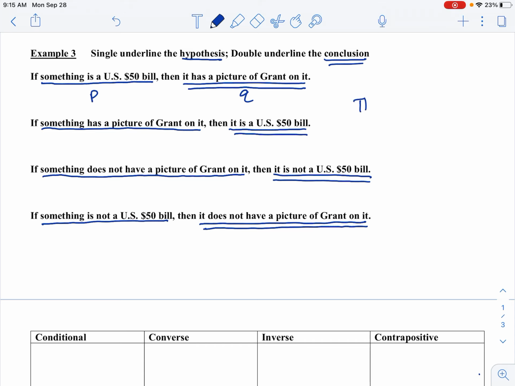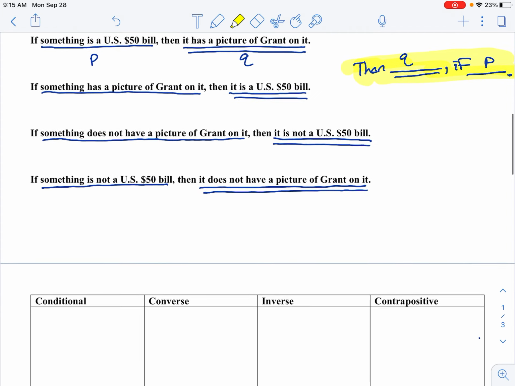Sometimes you'll see some weird, bad grammar kind of thing. It says then and then if. And if you ever see that, they're trying to confuse you. The then part will always get the conclusion, and the if part will always get the hypothesis. So if they ever switch it up on you, make sure that you do not get fooled. The if goes with the hypothesis, the then goes with the conclusion.